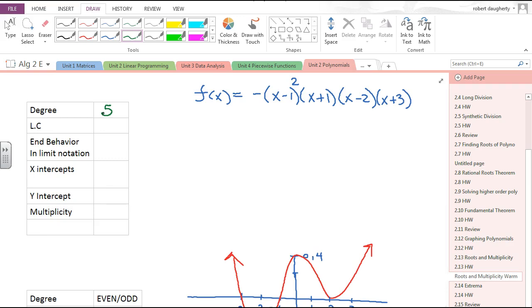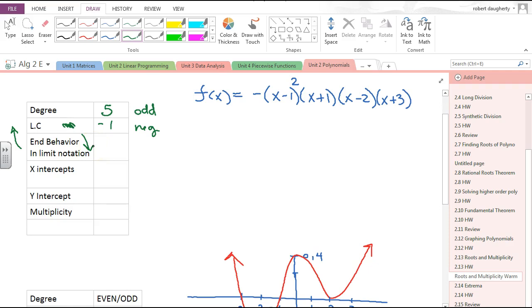That is what kind of number? That is an odd number. That means it's either going to do this or this. What's the leading coefficient? Yeah, -1. That's what kind of number? That's a negative. So that means, what does this graph look like? That graph is going to go up. So it's going to go this way and this way. That's what this graph does.